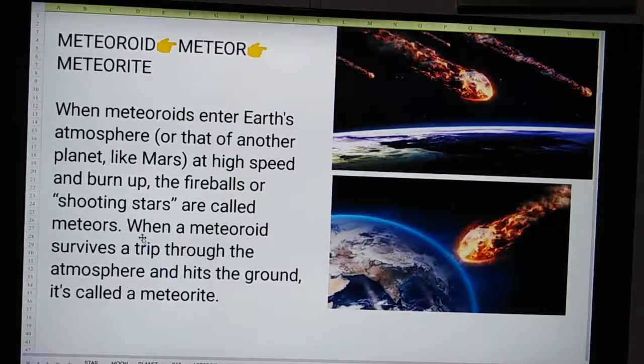But if it eventually happens to land on the surface of the Earth and survives the atmosphere, that means the fire doesn't quench or die off, and it falls on the surface of the Earth and hits the ground, then it becomes a meteorite. Okay, becomes a meteorite. So that is what we have over there. So from meteoroid to meteor to meteorite.